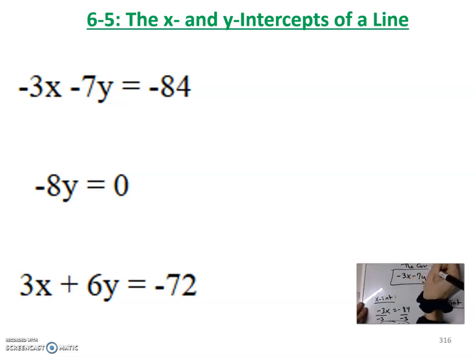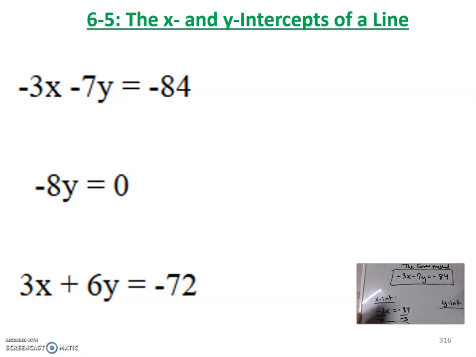The first way I did this problem, in the last video, is called the substitution method. If you're looking for the x-intercept, you substitute 0 for y. And if you're solving for the y-intercept, you substitute 0 for x. That's the substitution method.